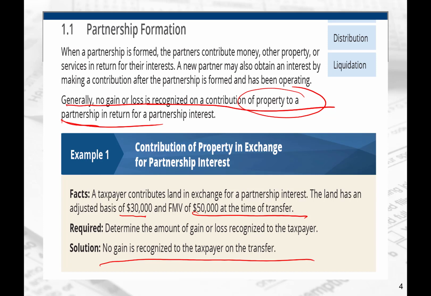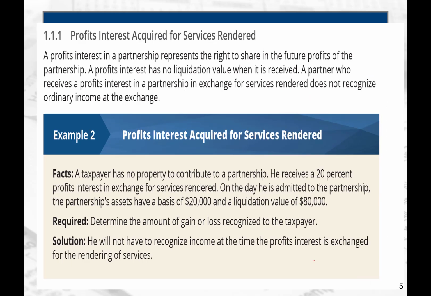Now we'll see in a minute, of course, there's going to be exchange of basis. The partnership now will have, what's the basis here? $30,000 basis in the property, and the partner will have a $30,000 basis in their share of the partnership, right? Okay, we'll talk more about that here in a minute. Now that's property, okay? If we get a share in future profits, okay?